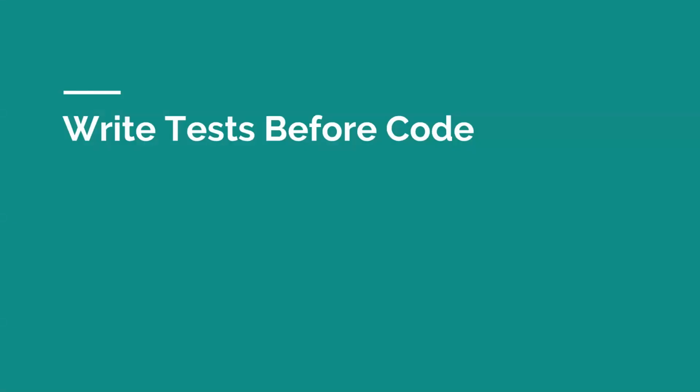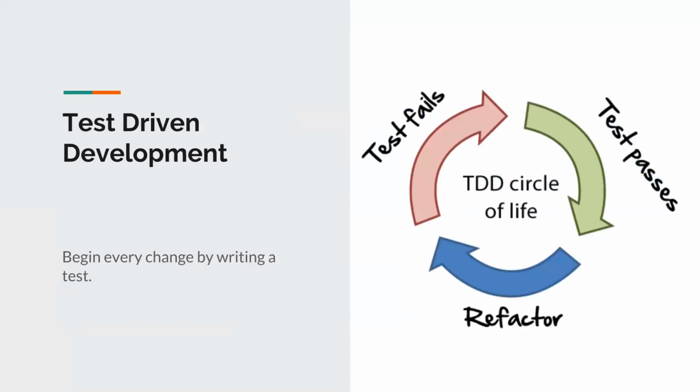And we also need to write our tests before we write code. So this is test-driven development. And one of the most effective ways to ensure reliable testing is to write the tests as part of the daily work. We begin every change in the system by first writing an automated test that validates the expected behavior, that it fails, and then we write code to make the tests pass.